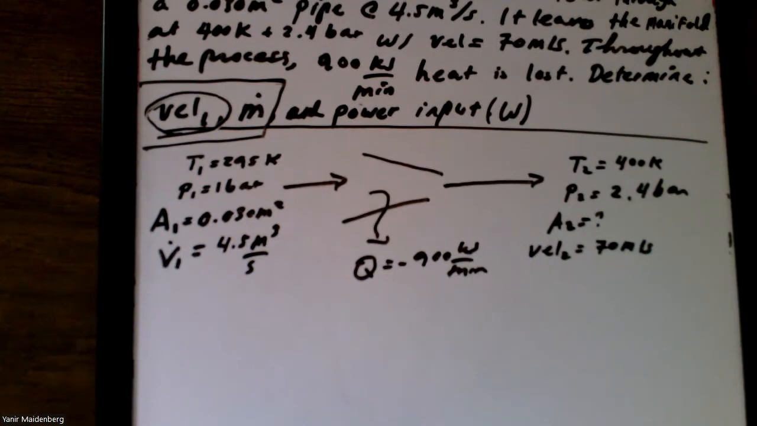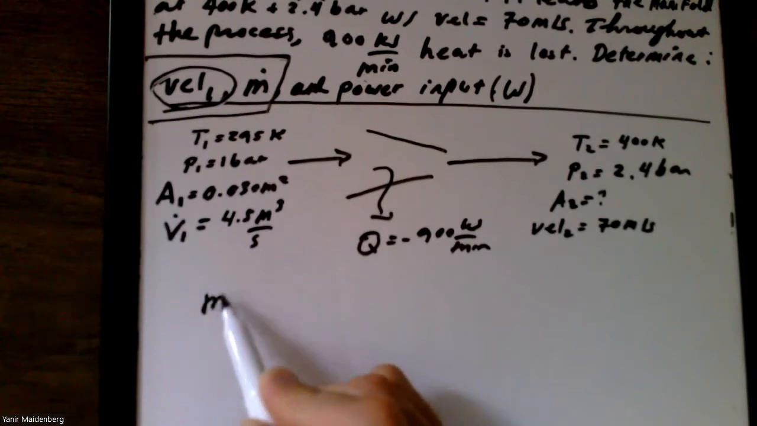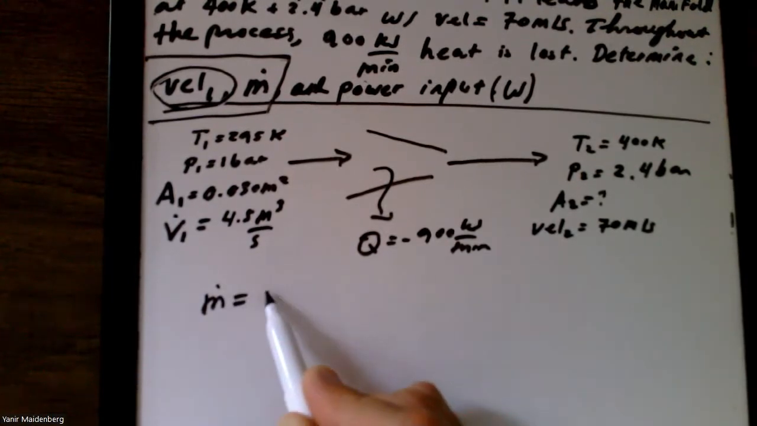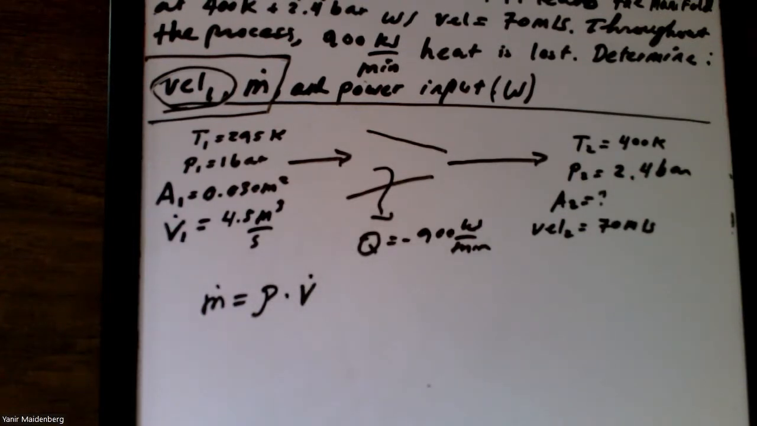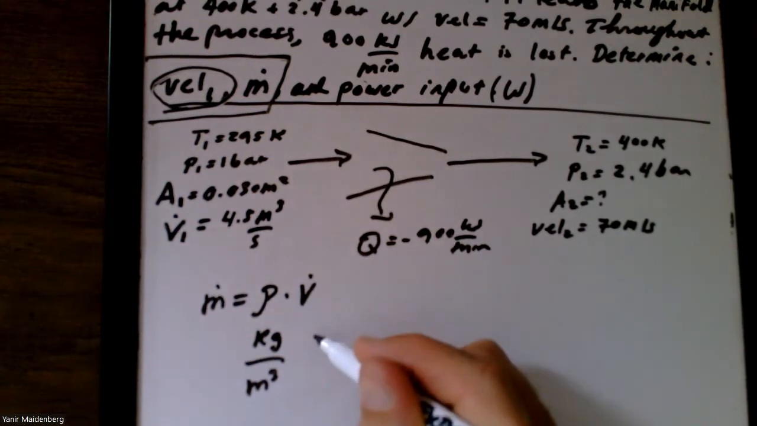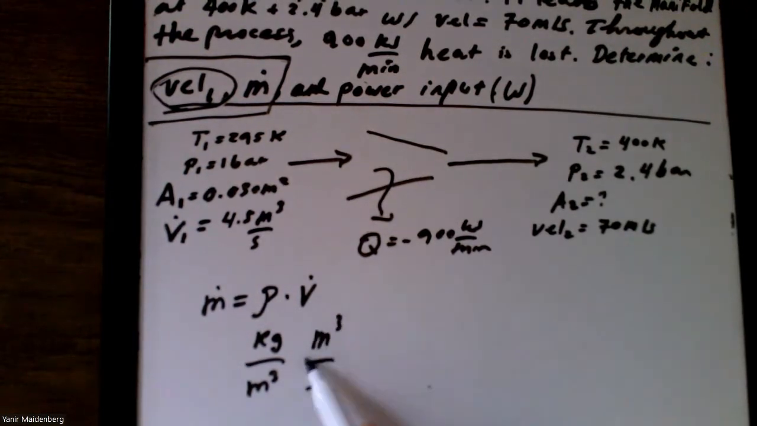And in order for us to get the mass flow rate, what we could do is recognize that the mass flow rate is going to be equal to the density times the volumetric flow rate. That's going to be true because density is kilograms per meters cubed, and volumetric flow rate is meters cubed per second. The meters cubed will cancel, and I will be left with kilograms per second.